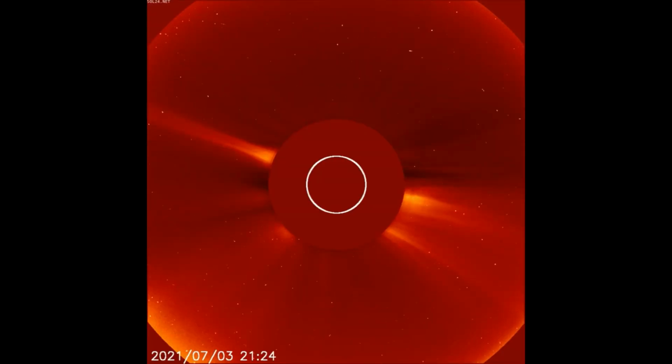Up next, on the LASCO C2 filter, a small solar flare is seen on the 4th. Then on the 7th, a much larger solar flare is observed right after the glitch occurs. The ring on the difference filter was observed at that time. First, two flares occur on the 6th.